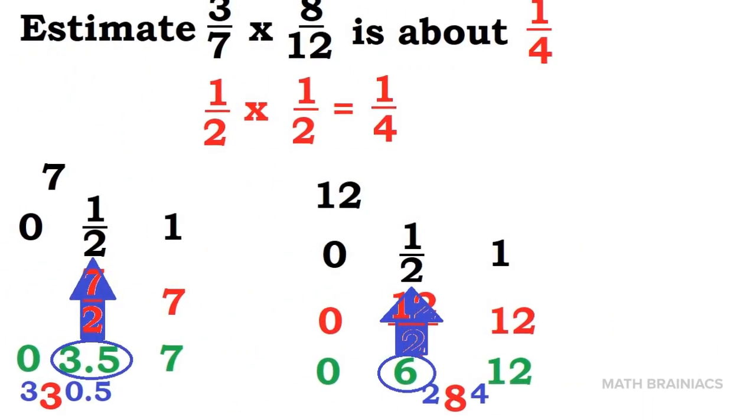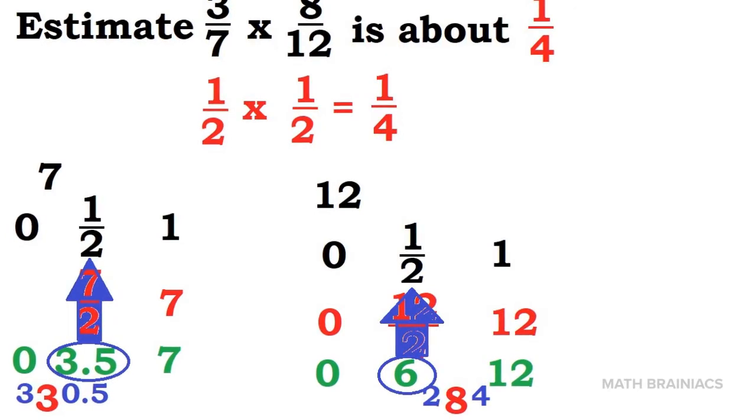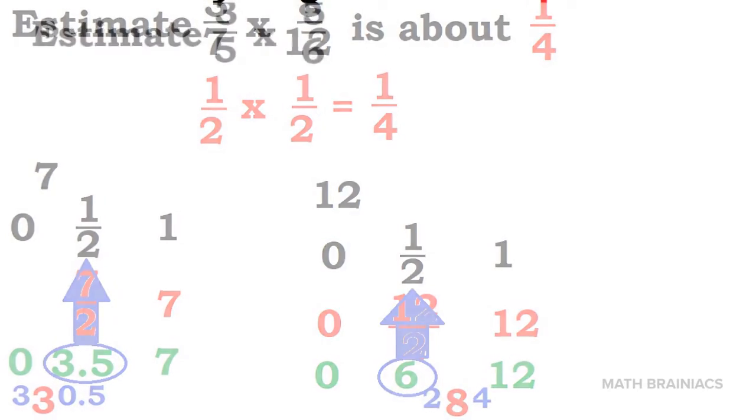Accordingly, the estimate of 3 over 7 times 8 over 12 is about 1/4. Let us work on another example so that you can hit it off. Estimate 3 over 5 times 5 over 6.